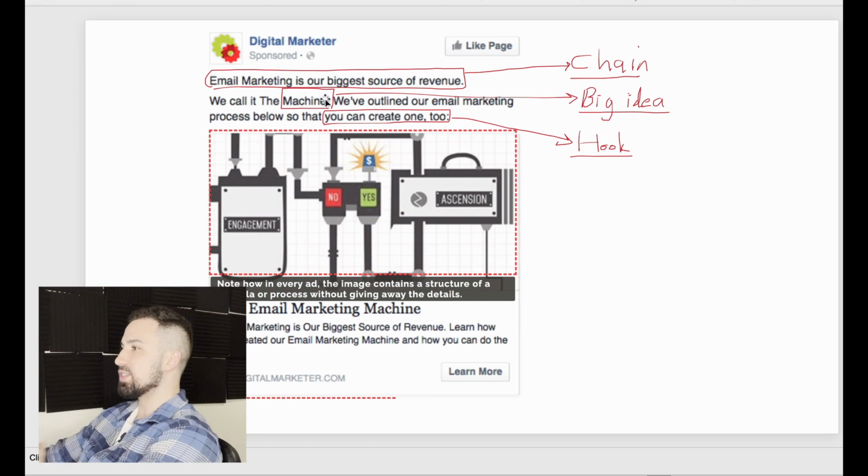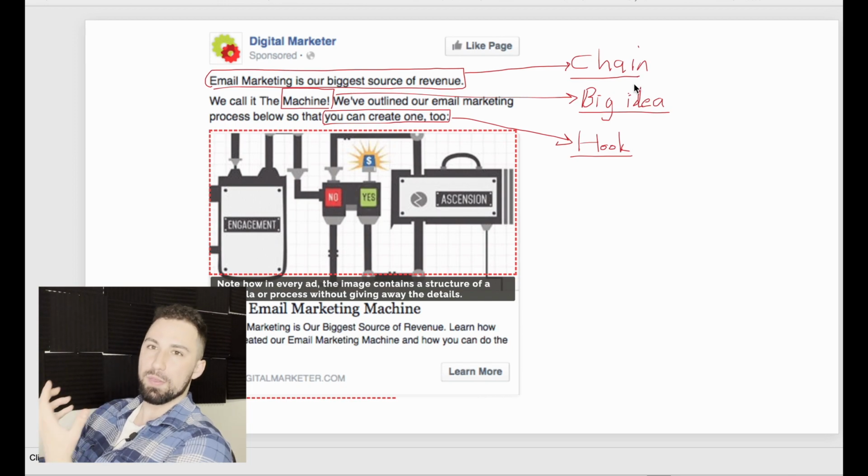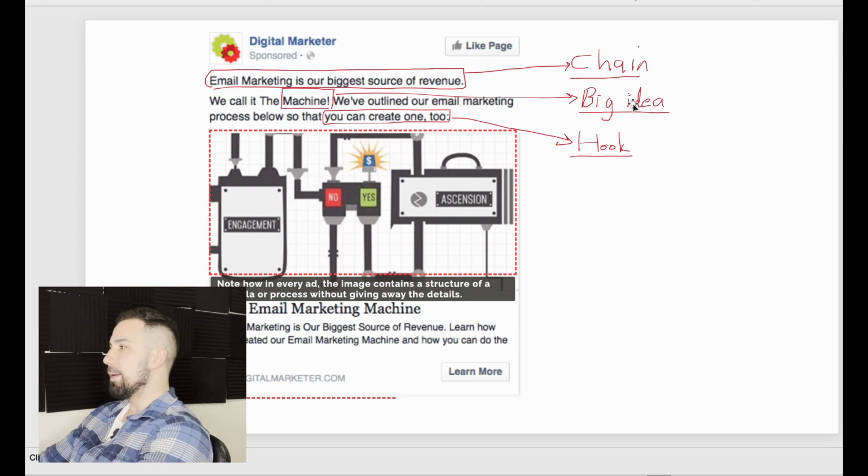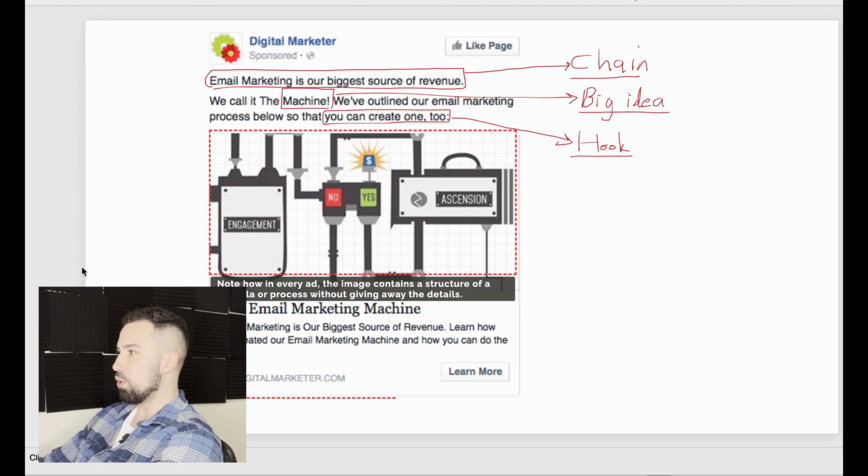All right, this is one example. Email marketing is our biggest source of revenue. Bam, he put the chain up there and the big idea is below there. So we usually tend to go with big idea first, chain second, and the hook third. But here he switched the method all around.